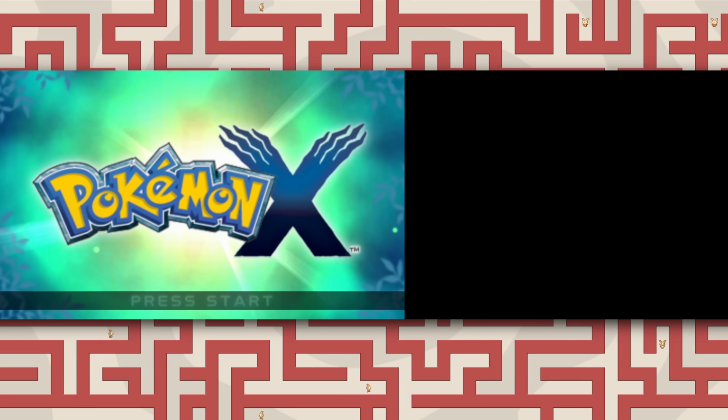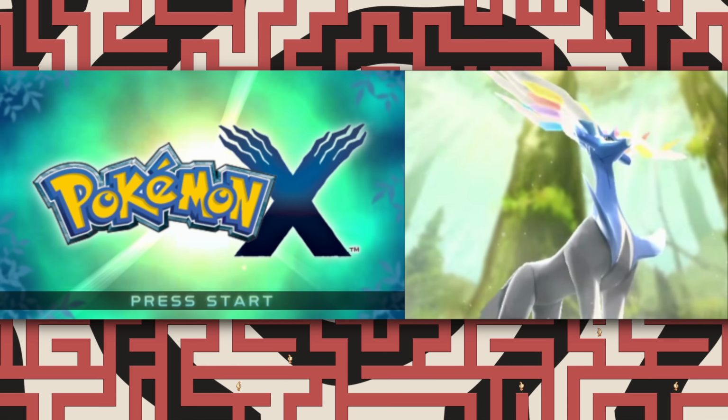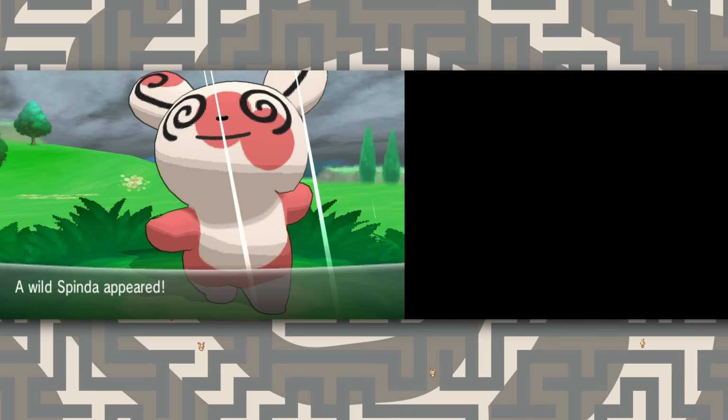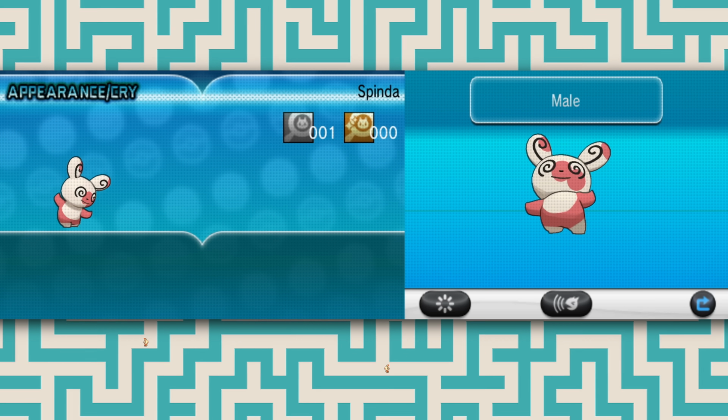Spinda makes a triumphant return in both Kalos and in the new Hoenn region of Gen 6. In X and Y, you'll find Spinda in the late game area of Route 21 close to Victory Road. The first Spinda that you lay eyes on will be the one that's registered in the Pokédex. But there's a small exception to that rule.